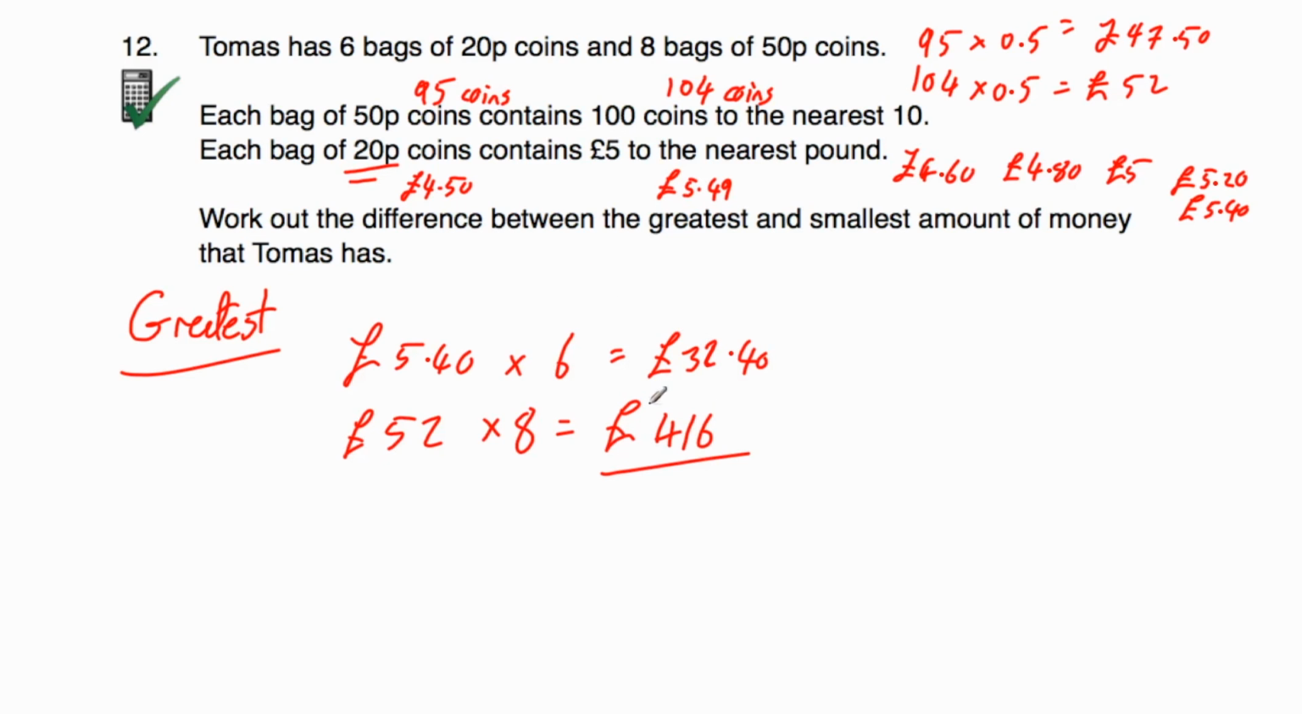Now if we add those together, that would tell us the greatest possible amount of money that Thomas could have. And that is £448 and 40 pence. So that's the greatest possible amount of money that Thomas could have.